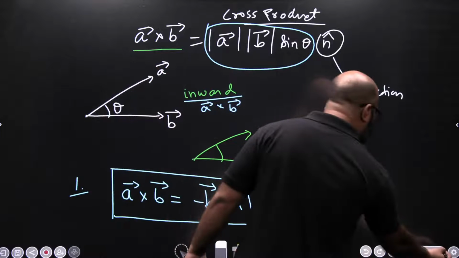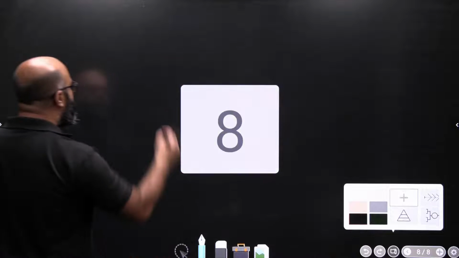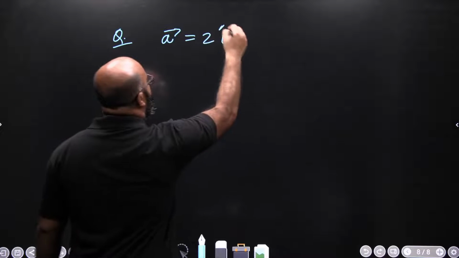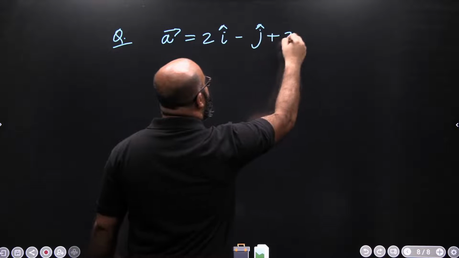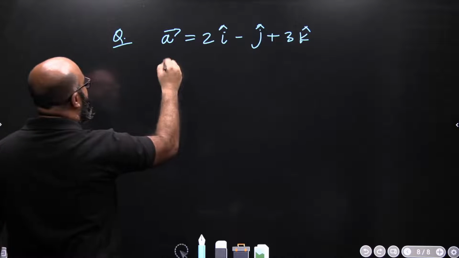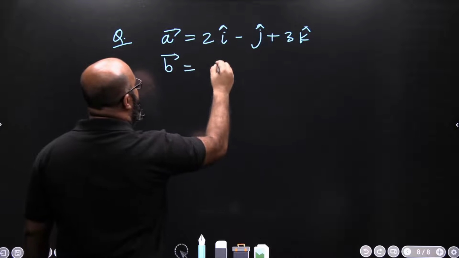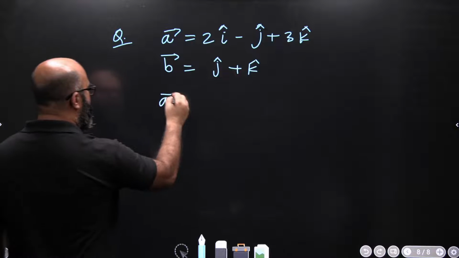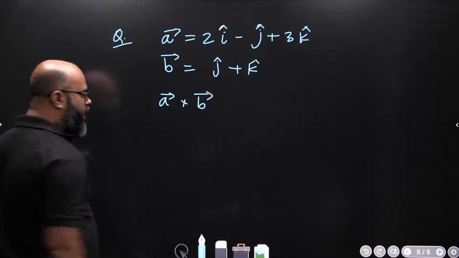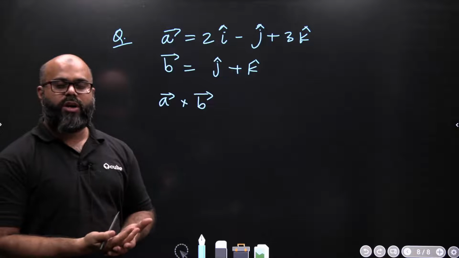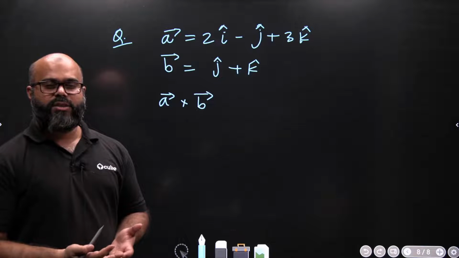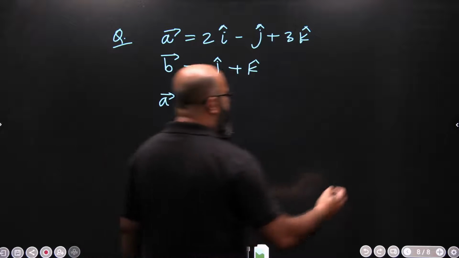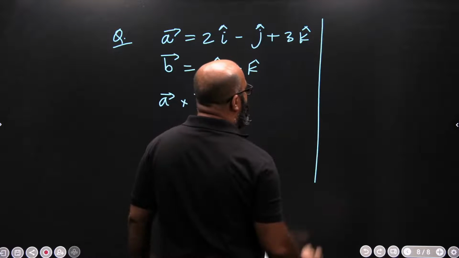Now suppose we have a question that there is a vector A which is 2i cap minus j cap plus 3k cap, and another vector B which is j cap plus k cap. Can you find the cross product of A and B? Here again one thing has to be kept in mind: while we are doing the cross product, what happens to the unit vectors along x, y and z, that is i, j, k? There is some rule which we need to follow.